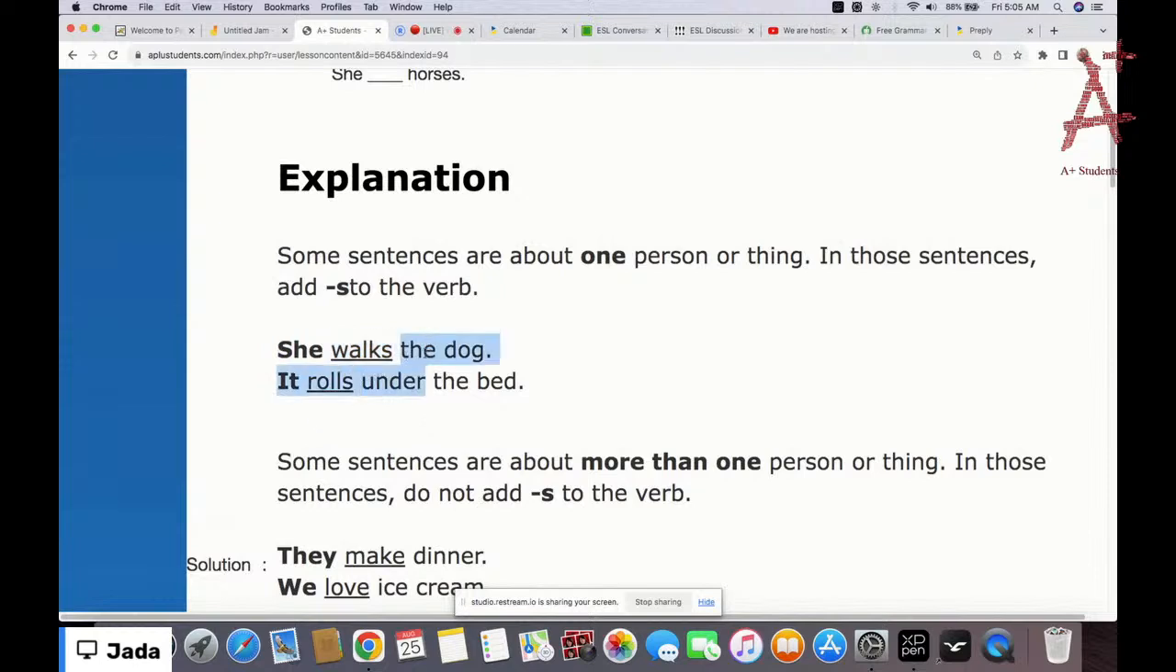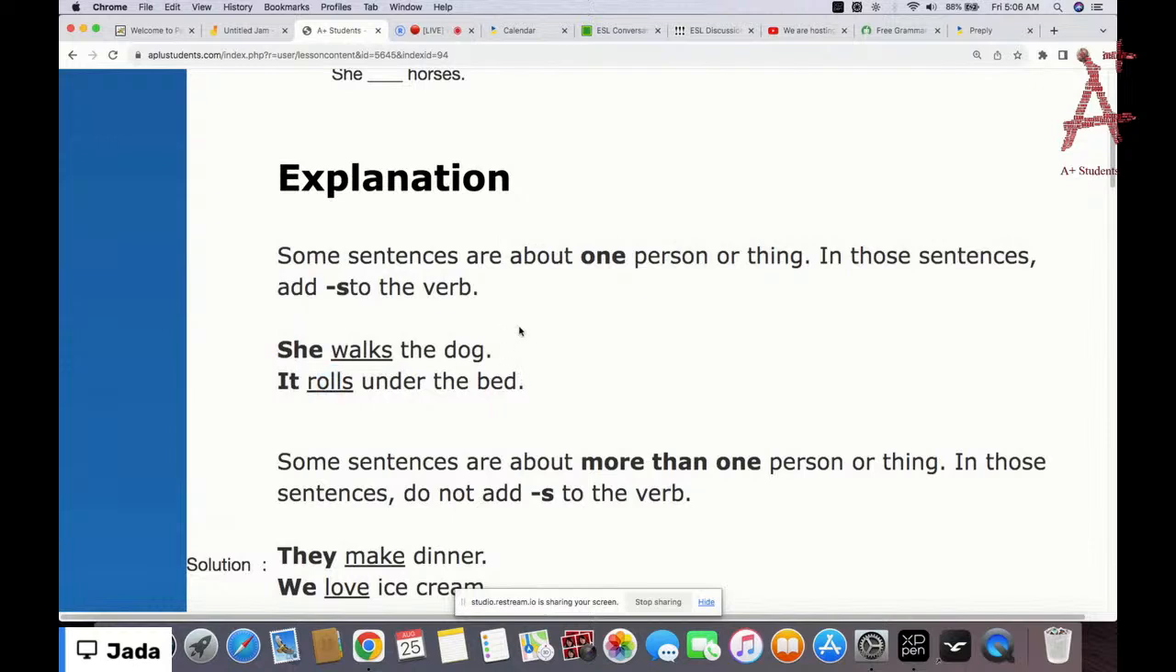It rolls under the bed. Now it means that whatever is rolling under the bed is just one thing. Only one thing is rolling under the bed. And then you need to add s to the verb, which is rolls. Because it is one thing here, yes, you add s to the verb. It rolls under the bed.